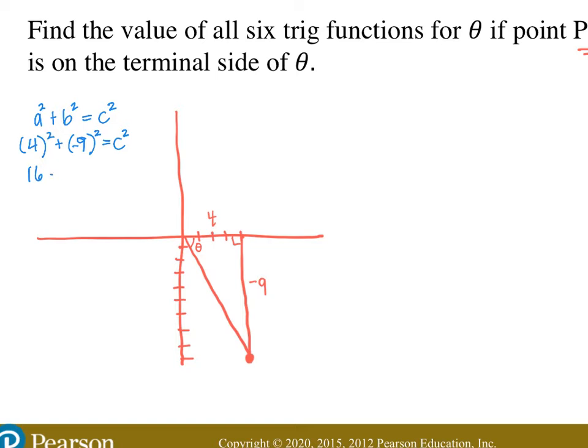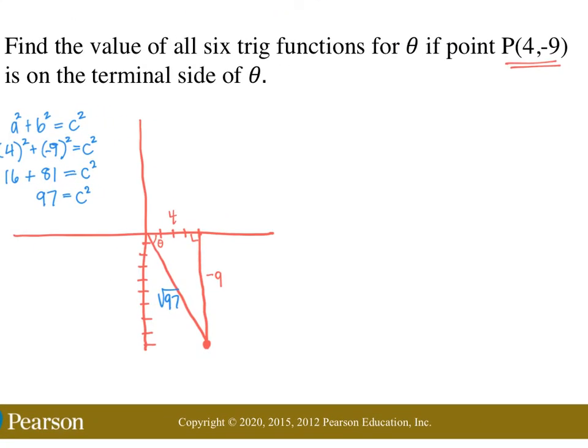So we're looking at 16 plus 81 equals c squared, or 97 equals c squared. So this would be the square root of 97 as my hypotenuse. Now that's going to allow me to find all 6 trig values for this particular point using my right triangle. So the 6 trig values would be sine theta, cos theta, tan theta, and then matched with cosecant theta, secant theta, and cotangent theta.